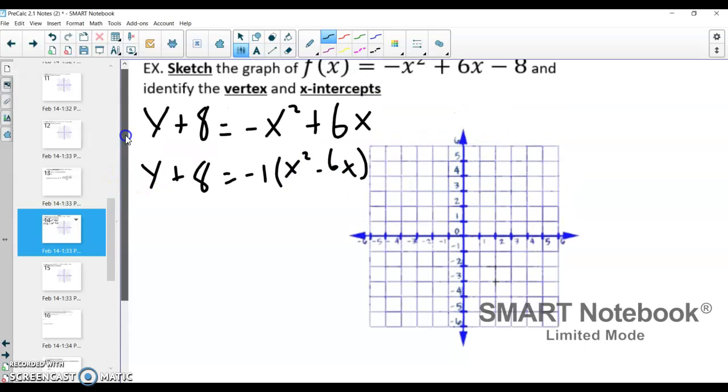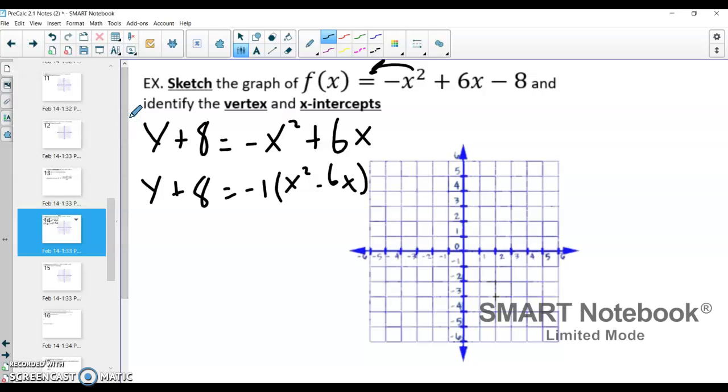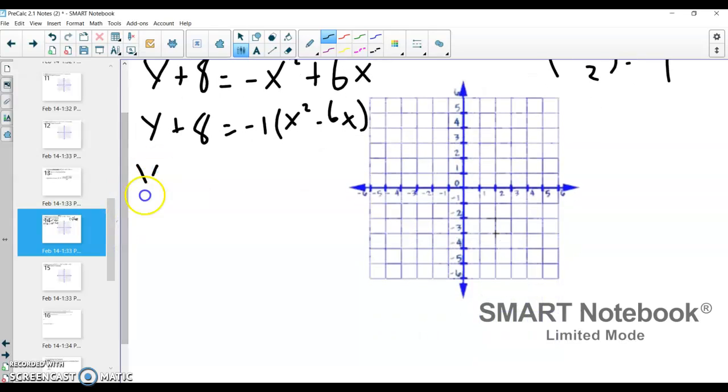Now I'm going to complete the square here. I'm going to have -6 divided by 2, which gives me -3, and I've got to square that. So that's 9. So I'm adding 9 to both sides, but watch what's happening here. So y plus 8 equals -1 on the outside, x squared minus 6x plus 9. Okay, well that plus 9, that's really like subtracting 9.